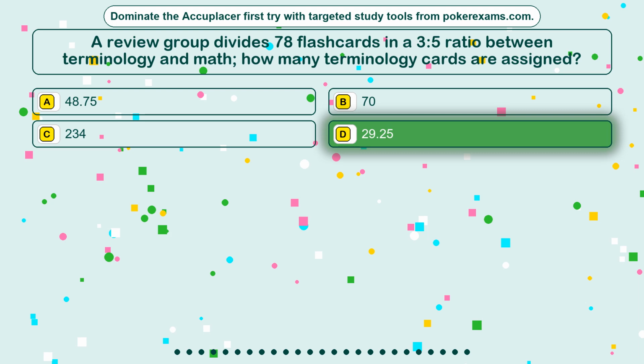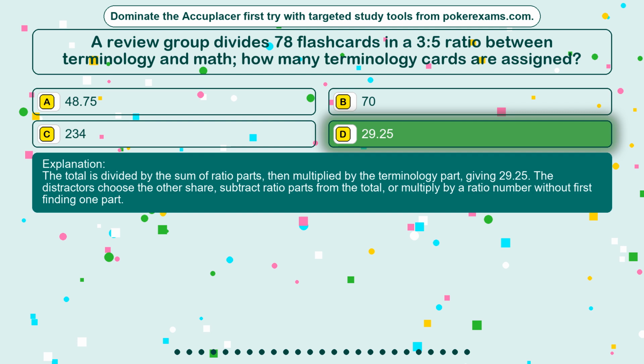The correct answer is option D, 29.25. The total is divided by the sum of ratio parts, then multiplied by the terminology part, giving 29.25. The distractors choose the other share, subtract ratio parts from the total, or multiply by a ratio number without first finding one part.